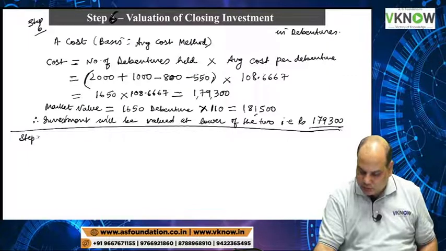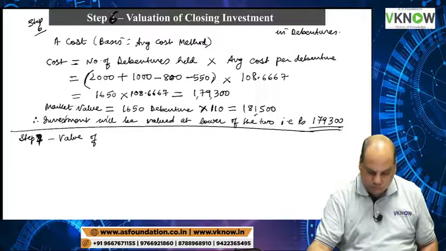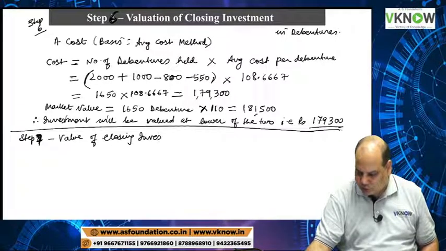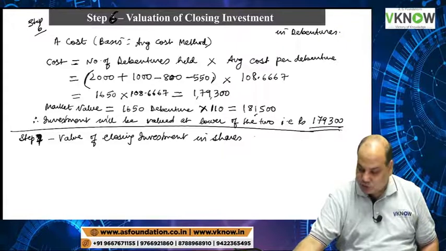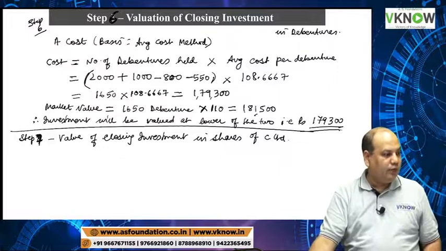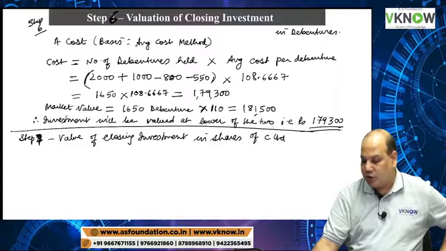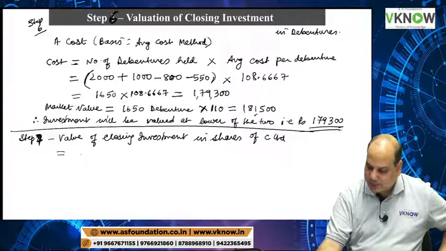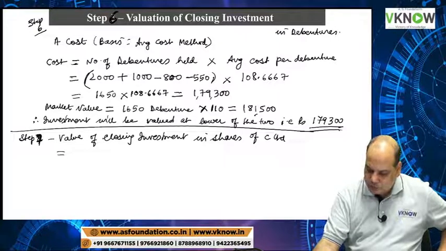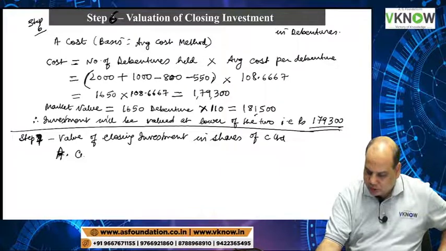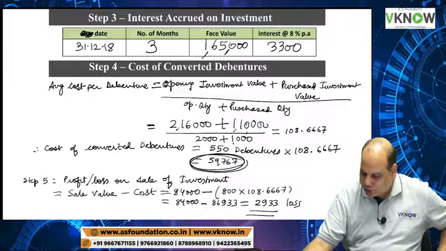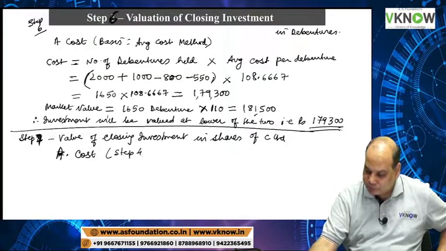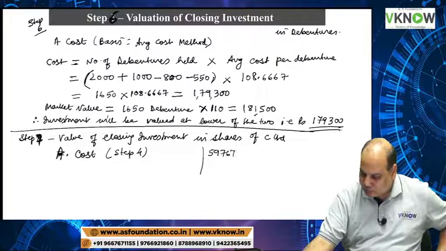Now write down step number 8 or 7: value of closing investment in shares of C Limited. Write down neatly. And that is equal to, first we'll write down point A, cost. Cost we have calculated in the previous step, step number 4. Here, can you see 59767?